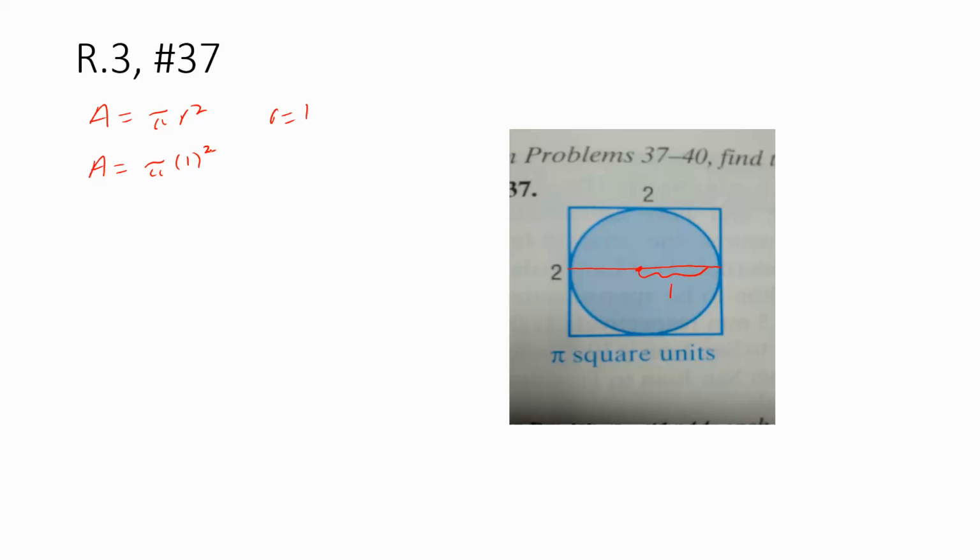So we have 1 squared is 1, and 1 times anything is just going to be whatever you're multiplying 1 by, so 1 times pi is simply pi square units. And that would be the area of that circle.